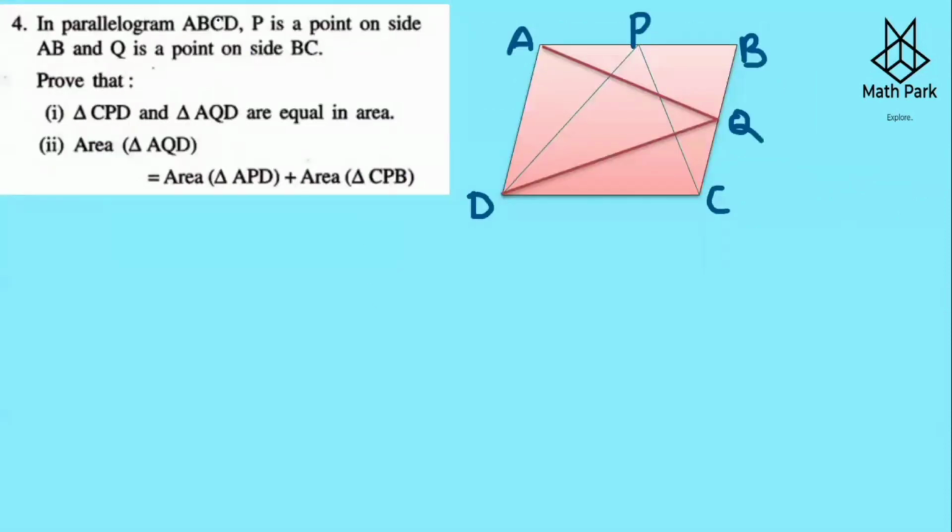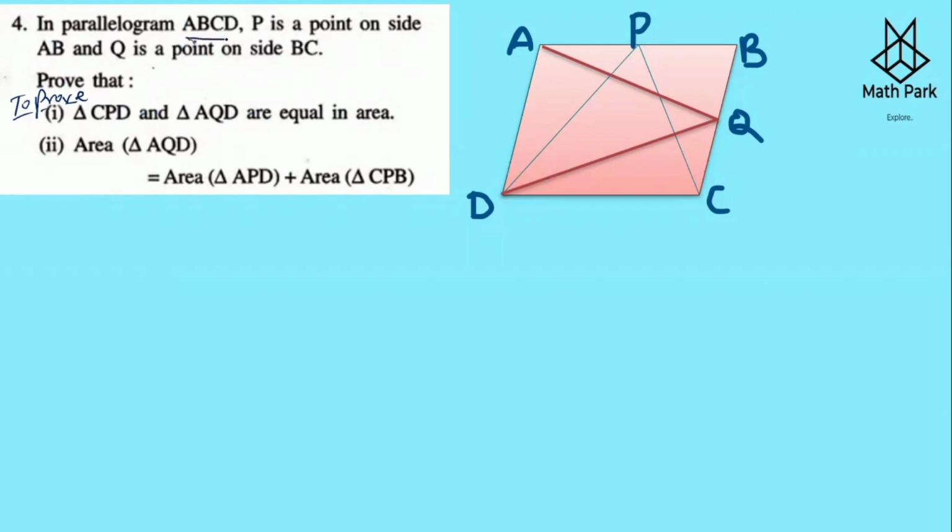Question number 4. In a parallelogram ABCD, P is the point on side AB and Q is the point on side BC. You have to prove that triangle CPD. This is your to prove. You have to write given and to prove. Since the space is not enough for me, I am not mentioning it, but every time given and to prove is a must. So what is given to you?